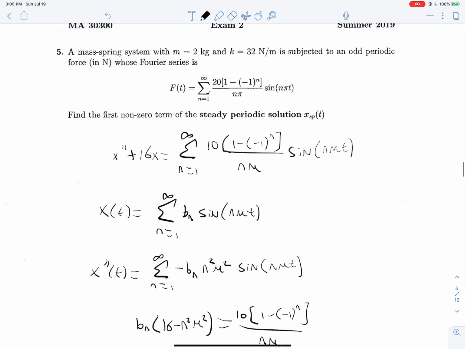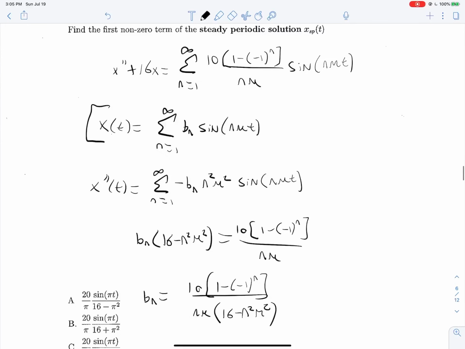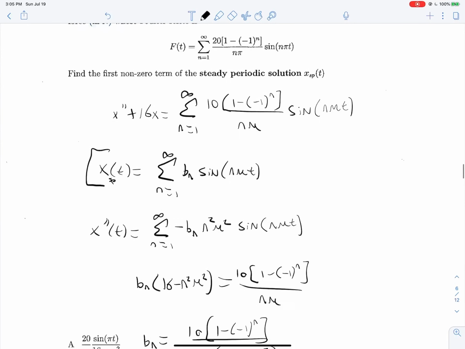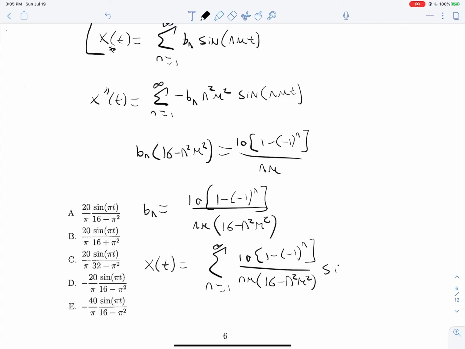Okay, awesome. And since this was the b_n that corresponds to the solution x of t, and really this is x_sp of t, the steady periodic solution, we can just plug that b_n in and say that x of t is equal to the sum from n equals 1 to infinity of 10 times 1 minus negative 1 to the nth power over n pi times 16 minus n squared pi squared, sine of n pi t.